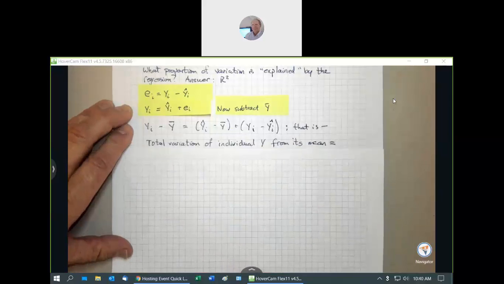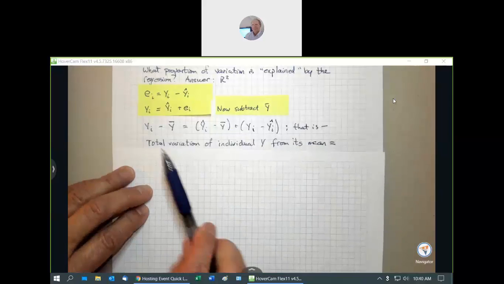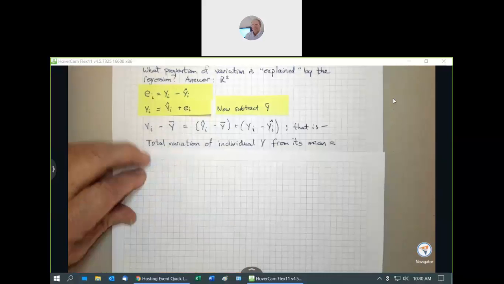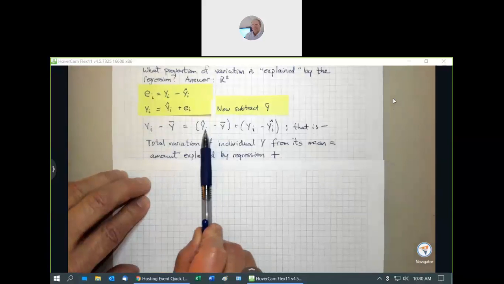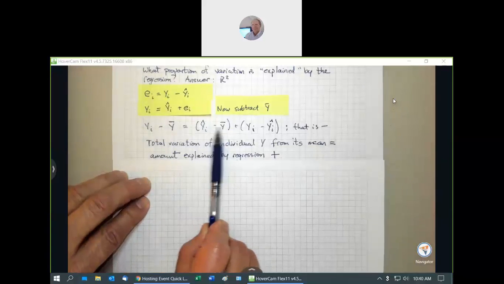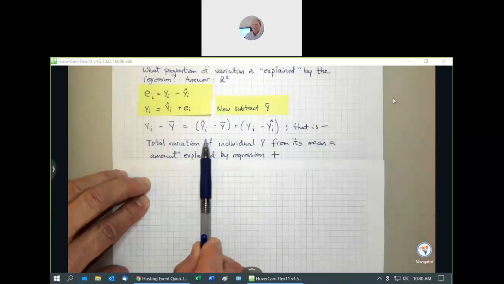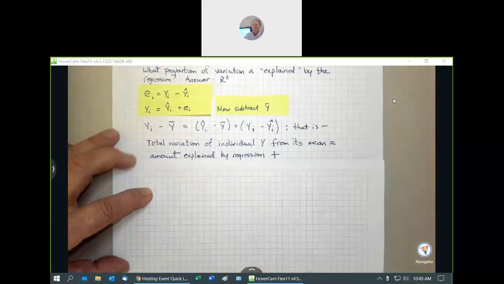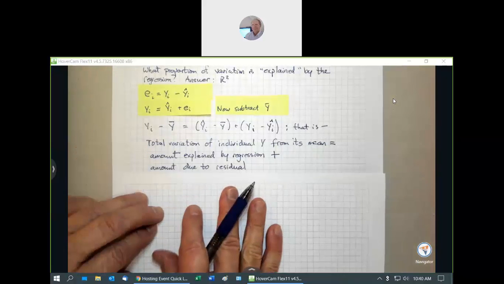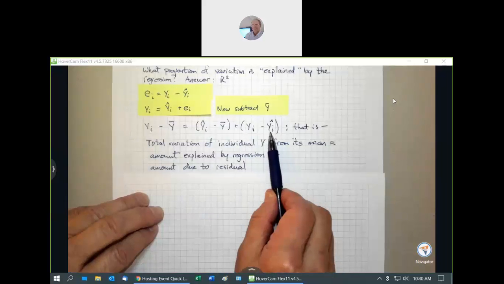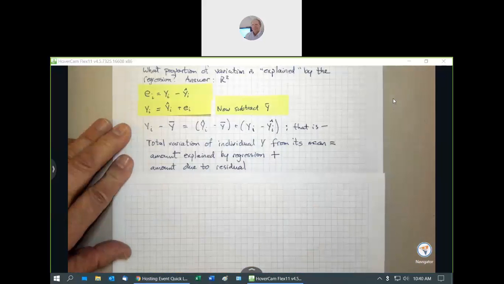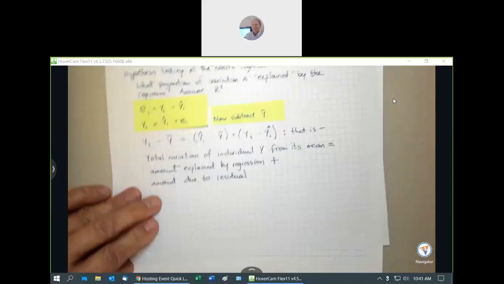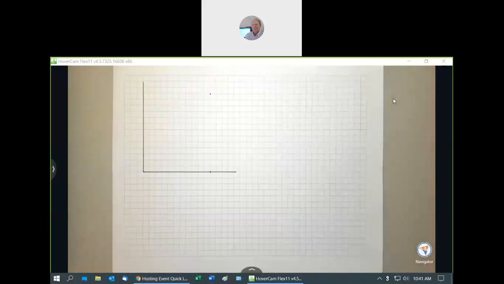That is, the total variation of an individual y from its mean, which is that much right there, is equal to two parts. The amount that is explained by the regression. See, our regression is going to run this, and it's going to show us how different from the mean any given yi hat is going to be. But it doesn't explain everything, and so there's also that amount due to the residual. This is the explained amount and the unexplained amount, and they have to add up to the total variation of that y from its mean. And now we come to one of the most important diagrams in the class.